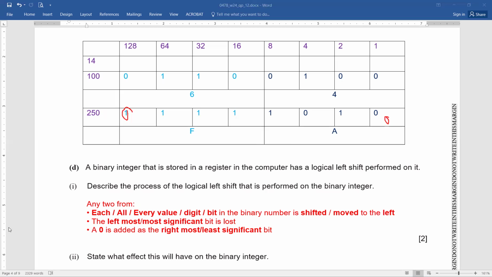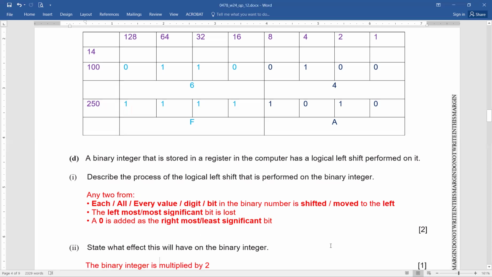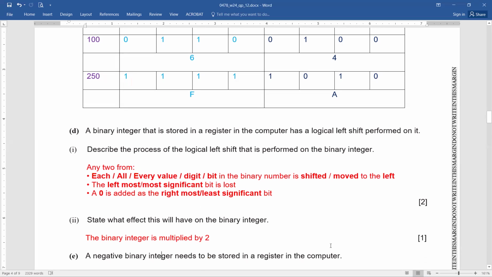Explanation, exactly. Now, state what effect this will have on the binary integer. So what is the effect of this shifting? You can take help from the same. Left shift means the number is multiplied by 2. By the way, we remember left shift means multiply and right shift means divide. One shift means multiply by 2, two shifts mean multiply by 4, three shifts mean multiply by 8. So in this case, simple question, simple answer: the number is multiplied by 2.